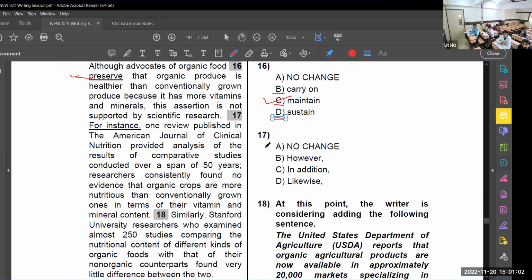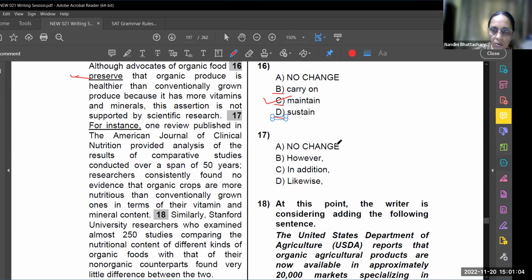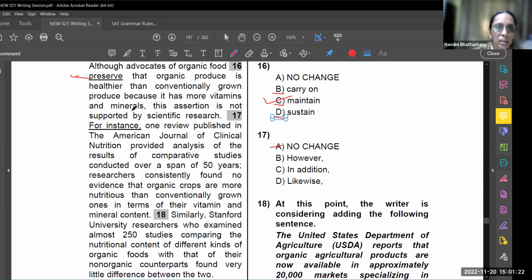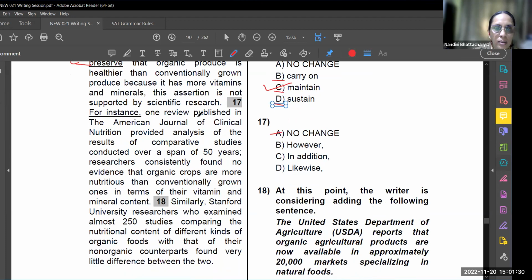A. A, no change. Hmm? Why do you think you have no change? What is the sentence doing? Now, the previous sentence was talking about how all the advocates of organic food say that it is better than conventionally grown produce because it has more vitamins and minerals, etc. And one review published in the American Journal of Clinical Nutrition provided analysis of the results of comparative studies conducted over this, evidence that organic crops are more nutritious.